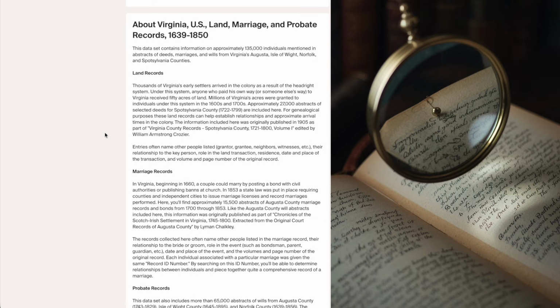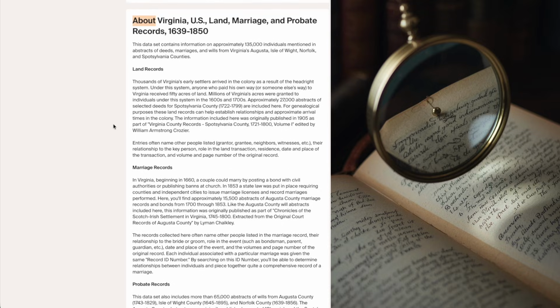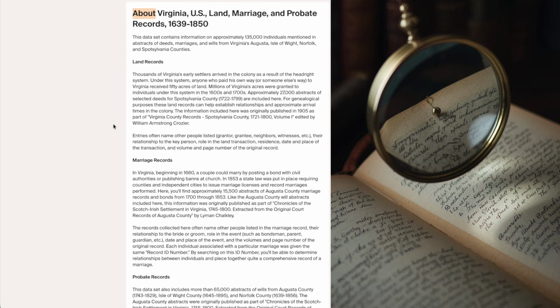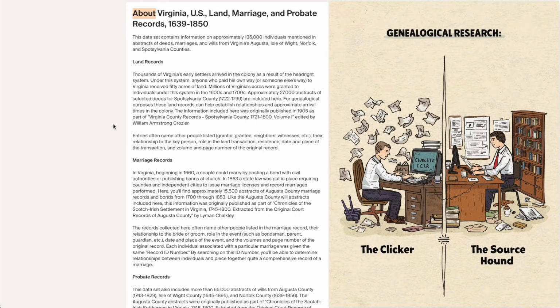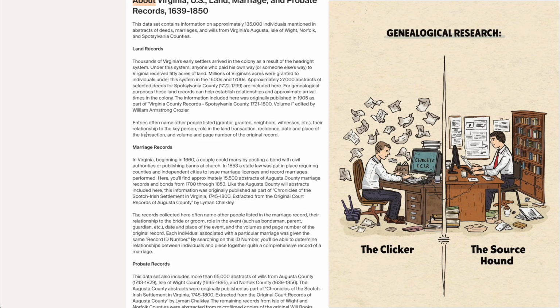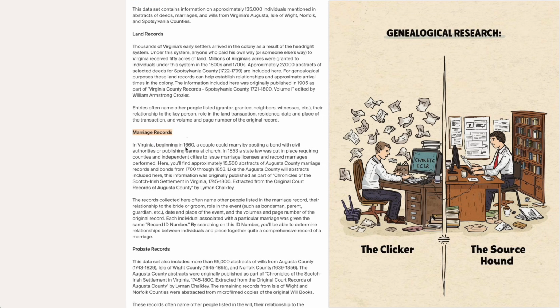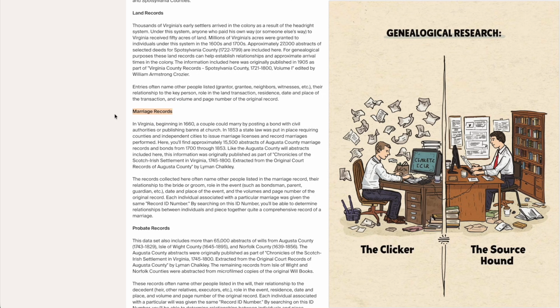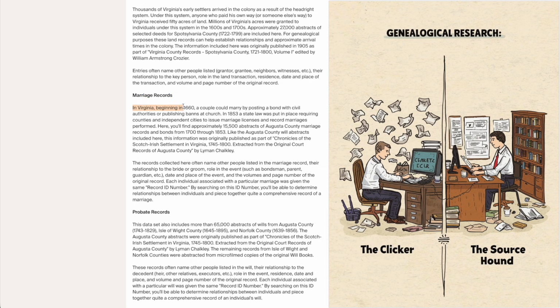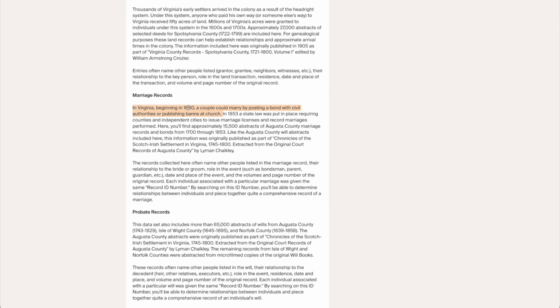And even more importantly is the about section. This is important because it tells you about the record, and it will give you some historical context in your research. This is invaluable and should never be passed over. If you're serious about a record set, always take the time to read this. So just take a look at this under marriage records. We're looking at land records and deeds hypothetically here, but look at this. In Virginia, beginning in 1660, a couple could marry by posting a bond with civil authorities or publishing banns at church.